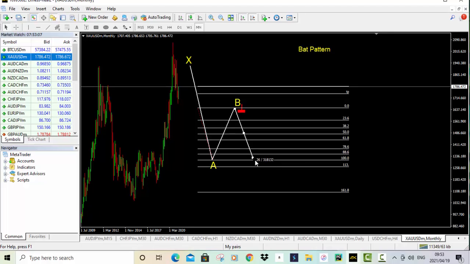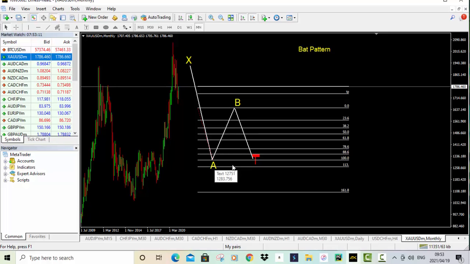Even if you get a wick, even if price comes inside and just does this, it will invalidate that move. Price should not retrace more than 100% of the A leg.